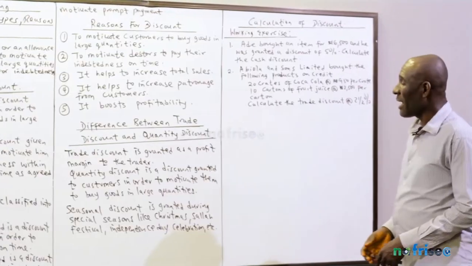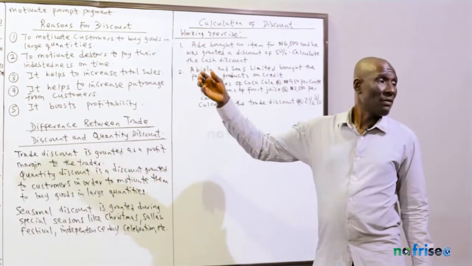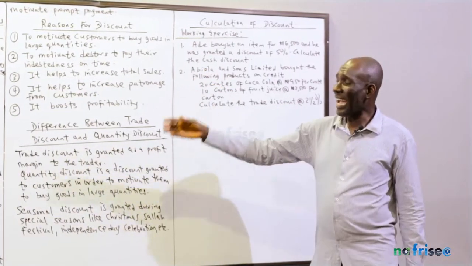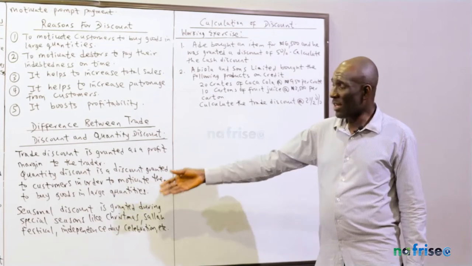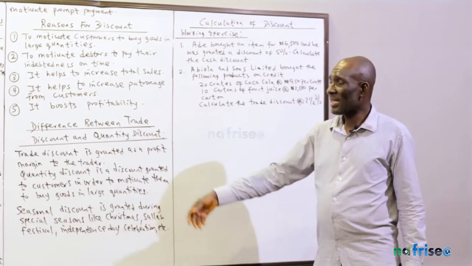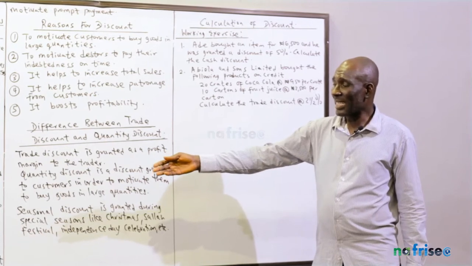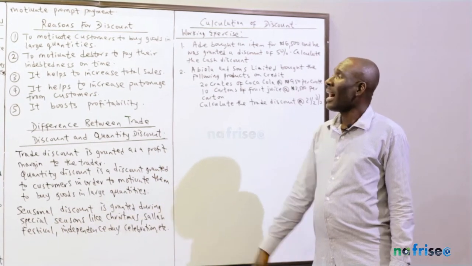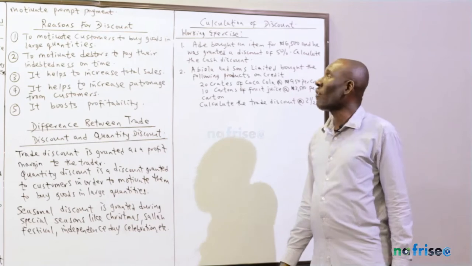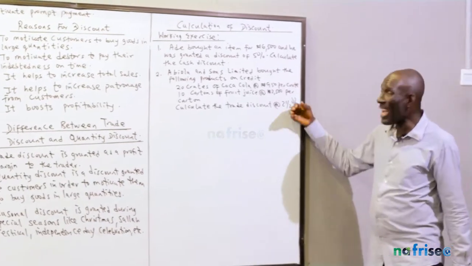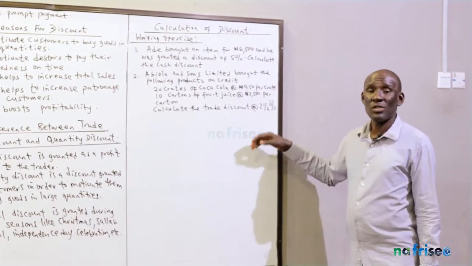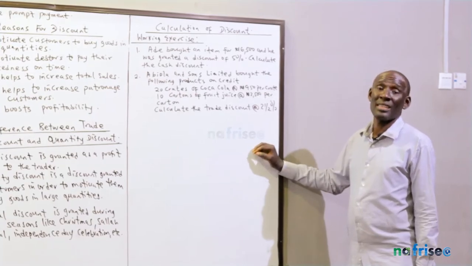Now that we have seen the definition of discount, the types, which we have just seen up to seasonal discount, the difference between cash discount allowed and cash discount received, and the reasons why discounts are offered, we want to look at the major aspects which will introduce us to the next topic that we are going to have in our next session, talking about the 3-column cash book.